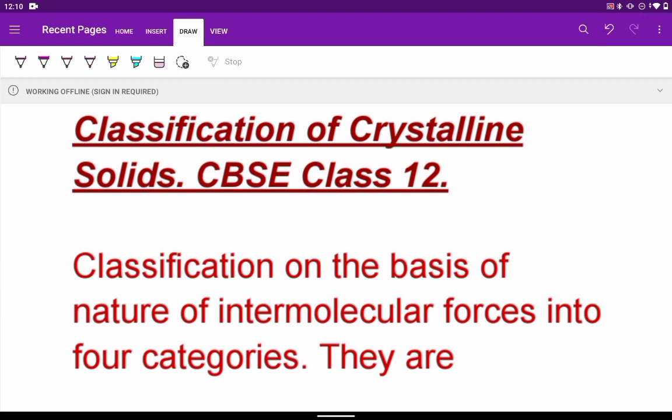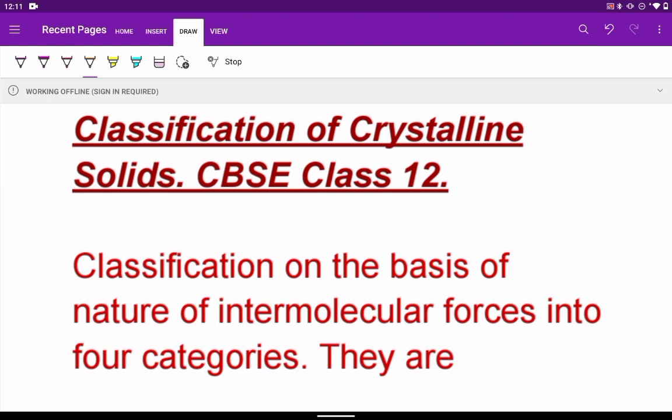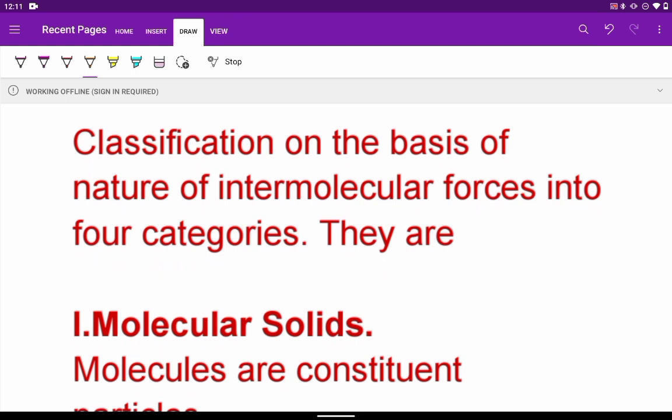All the metallic elements like iron, copper, and some non-metallic elements sulfur, phosphorus, and some compounds like sodium chloride form the crystalline solids. The crystalline solids can be classified on the basis of nature of intermolecular forces. On the basis of this, they are classified into four categories.